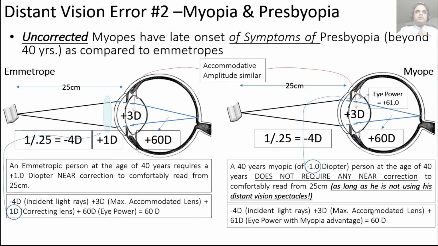Plus 3 is the maximum accommodative lens power, plus 61 in this case rather than 60, because this is the total power of the eye with myopic advantage, which brings the net power to be 60. So myopes can read comfortably even at 40 from 25 centimeters without their correction, as compared to emmetropes who can't.